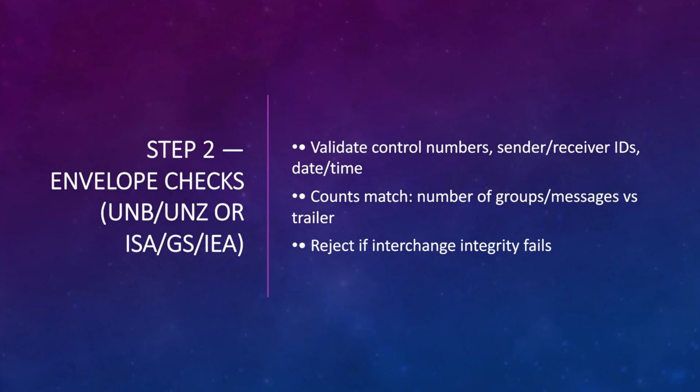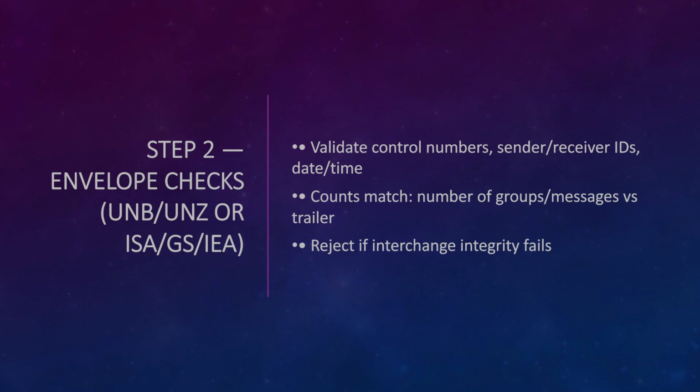Next, validate the interchange envelope. Check sender and receiver IDs, control numbers, and date and time values. Make sure message and group counts match what's declared in the trailer. If interchange integrity fails, the message should be rejected immediately.